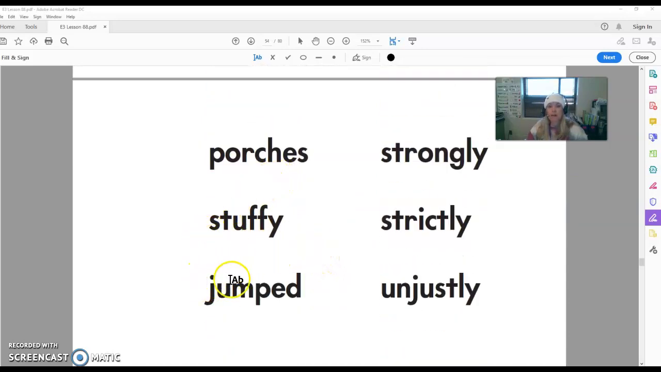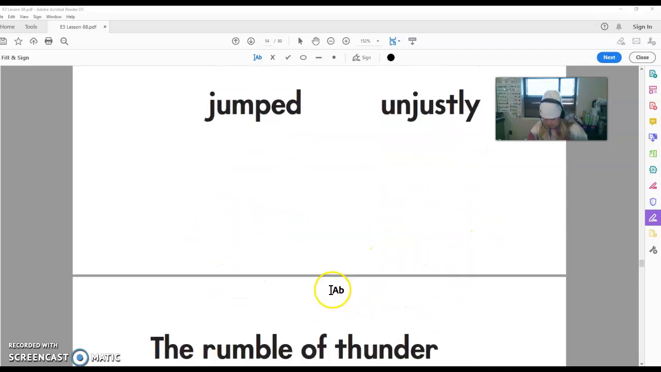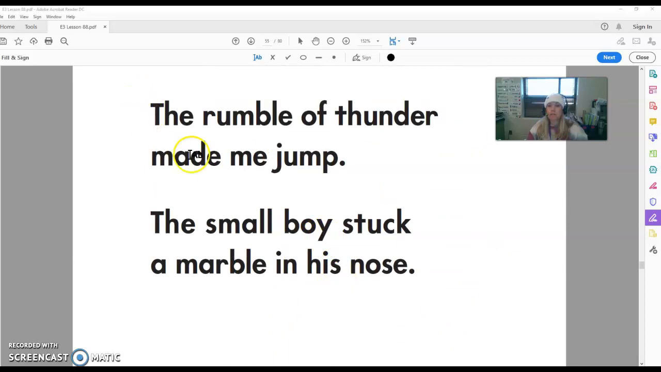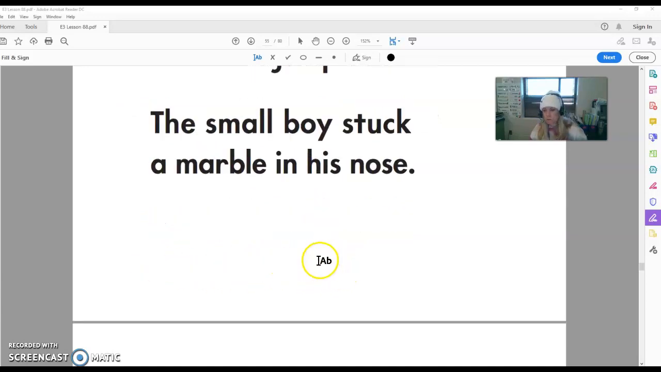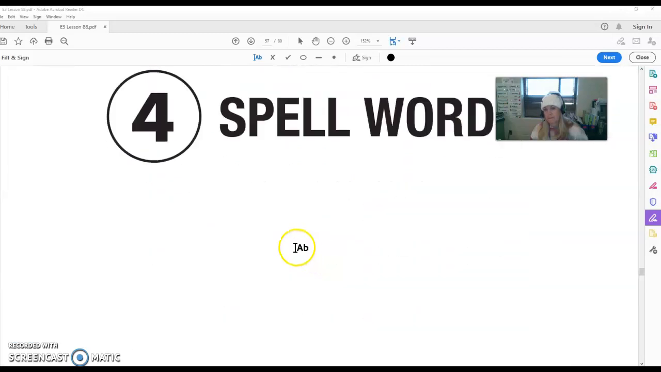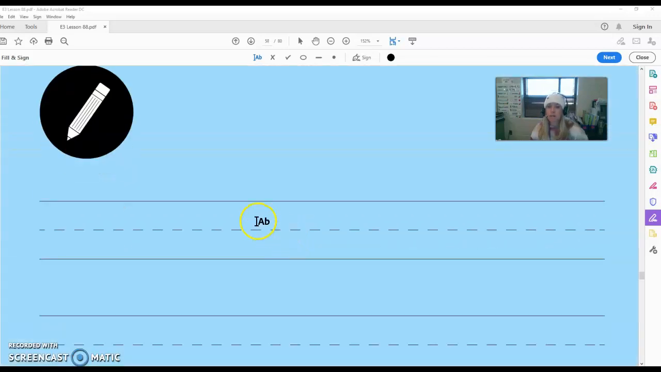Porches, stuffy, jumped, strongly, strictly, unjustly. All right, let's read some sentences. The rumble of thunder made me jump. The small boy stuck a marble in his nose. And we're ready to spell some words.